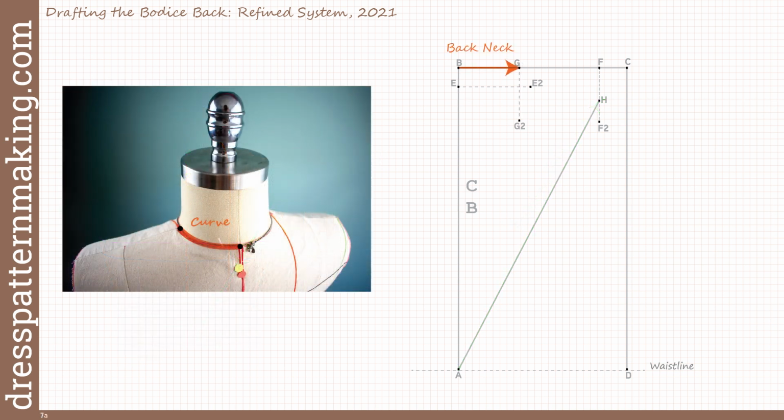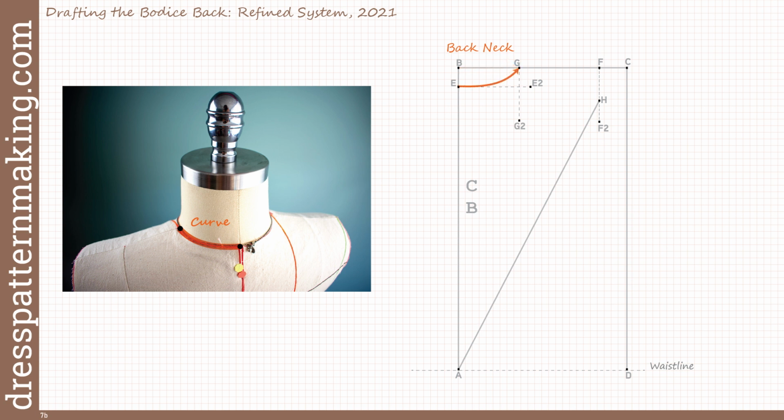Now a few slides back, we marked the back neck measurement from B to G. Now the issue is that we've taken the measurement of a curve, and if you look at DD on the left, the curve is from the centre back neck to the high neck point, and we're plotting it on the block as a straight line. So let's look at the next slide to see what the problem may be for some people.